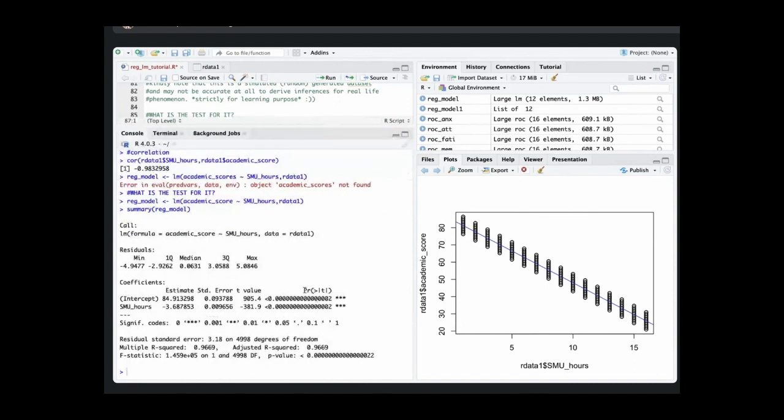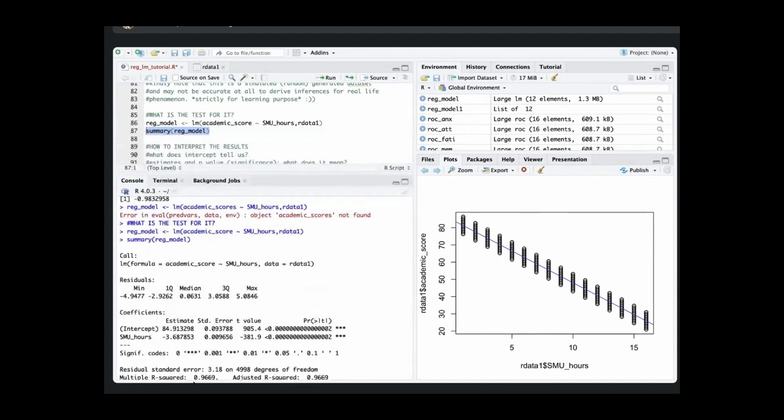And then your p-values are stated here in the last column, and as you can see, this is a highly significant result. This tells us the main effect of social media usage hours on the outcome variable, which was academic score. So this is what the intercept and estimates tell us.